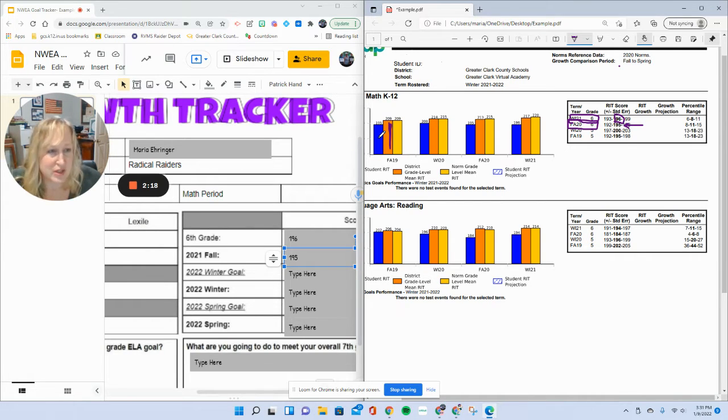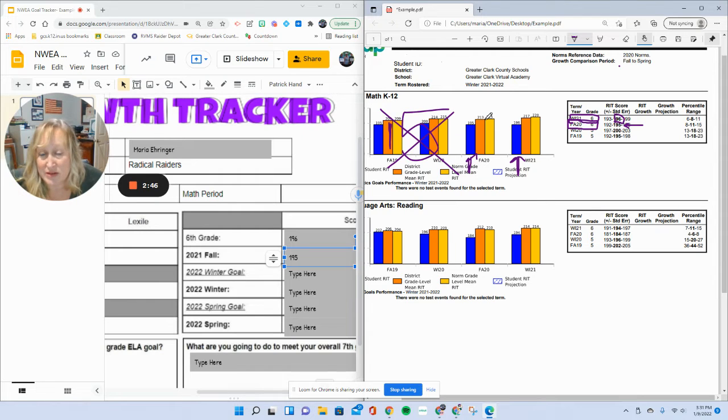Oh, see, I'm looking at the wrong years. I should be looking at winter 21 and fall 20. So this is fifth grade. We're not looking at that, so we don't need those. We're looking at sixth grade. So this was the score for fall of 20 right here. So that was the beginning of their sixth grade year. And this is at the end of their sixth grade year.